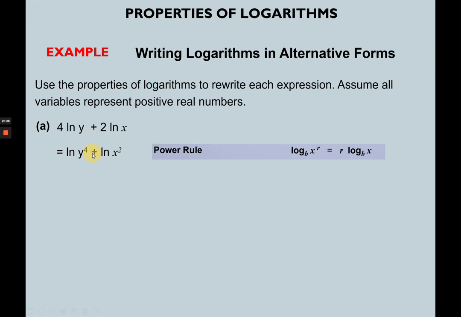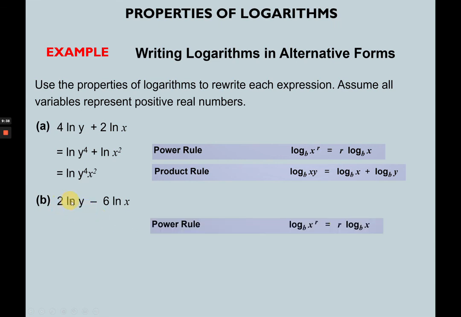And since there's a plus sign, we can condense this further. We can condense this as one logarithm, a multiplication of y to the 4 and x squared, by the product rule. It becomes ln of y to the power of 4 times x squared. Okay, we have the last example. So you have here power rule, of course. By power rule, 2 becomes the power of y, 6 becomes the power of x.